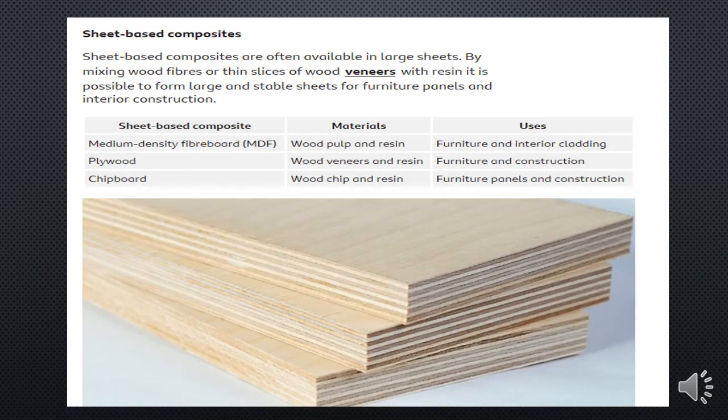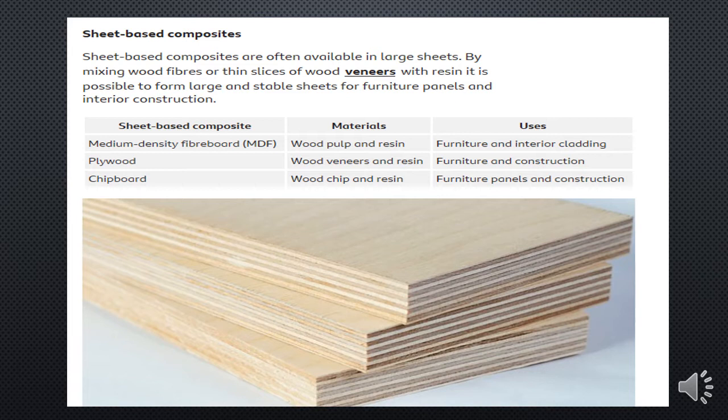The last category of composites is sheet-based ones. We've been learning about timber this year, that timber has a category called manufactured boards, and in amongst that you've got plywood, which looks like a sort of wafer biscuit. If you look at that list there, sheet-based composites are the manufactured types of timber.